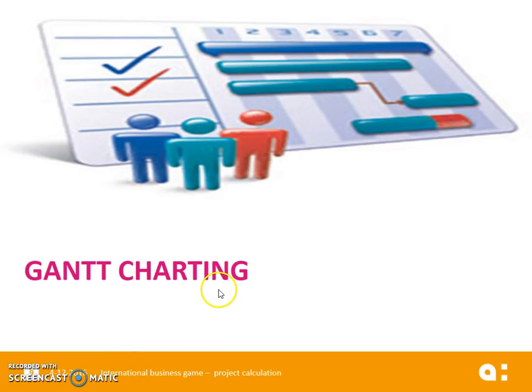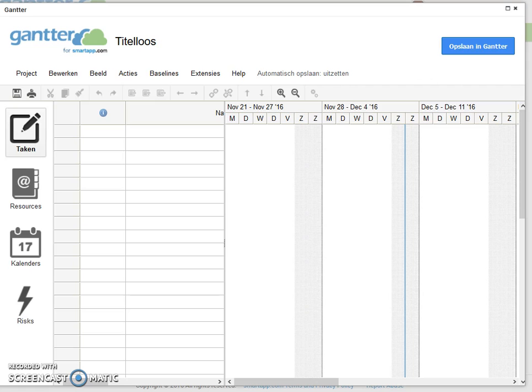Module 6, Part 2. Let's create a project plan. We will use as software tool an application called Ganter. You can reach it on www.ganter.com. Simply create an account with your mail address, define a password, and you're ready to go. It's free of charge software, a cloud-based application. It will work both on Mac and on a Windows 10 PC.